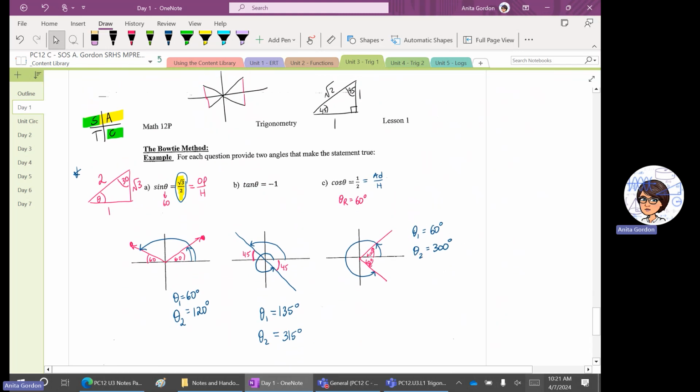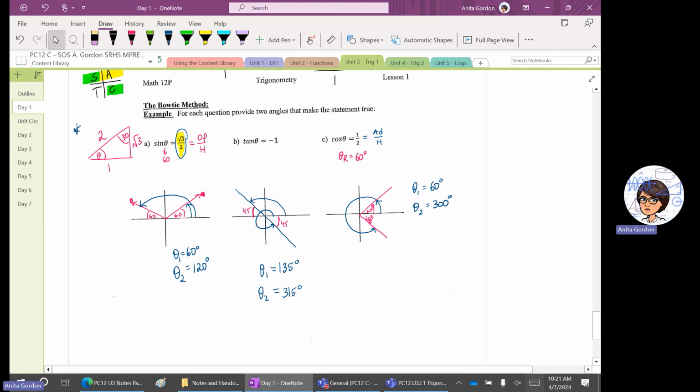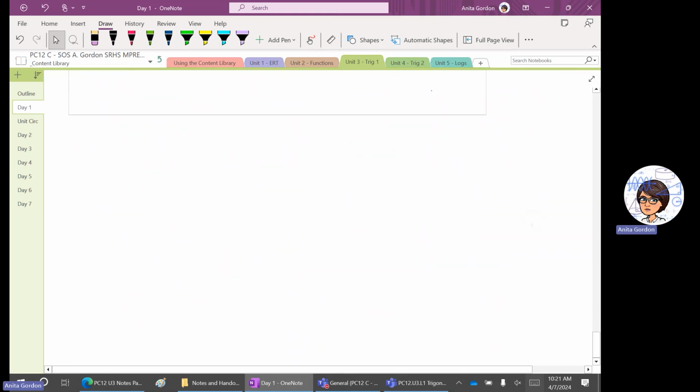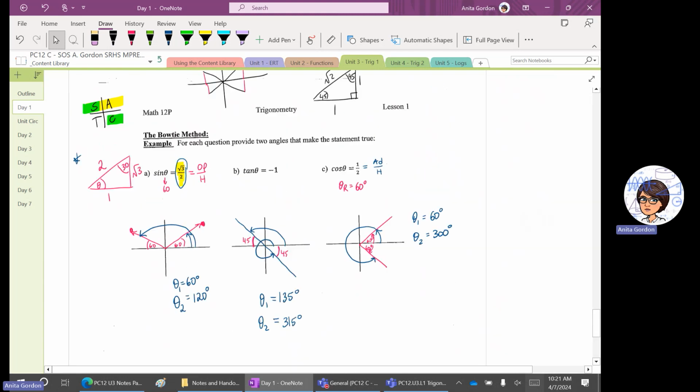All right, and this is essentially our bow tie method. We're using our reference angle to figure out what position the angle is in, and then we use standard form in order to figure out what is the actual value of the angle that we're looking at. And I believe that is the end of our lesson.